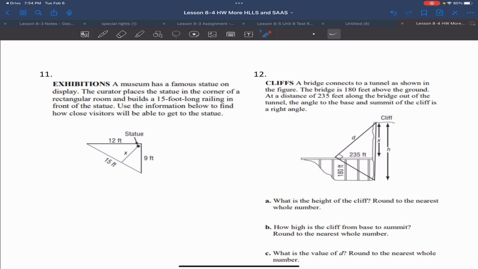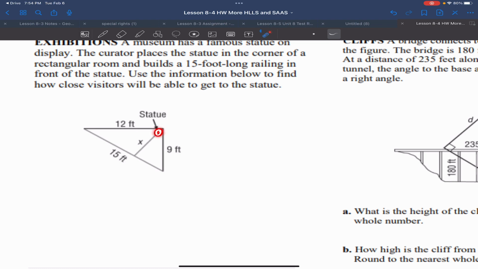I need to think about my game plan. Okay, so number 11: a museum has a famous statue on display. Okay, so this is the statue. The curator places the statue in the corner of a rectangular room and builds a 15-foot long railing in front of the statue. Use the information below to find how close visitors will be able to get to the statue.